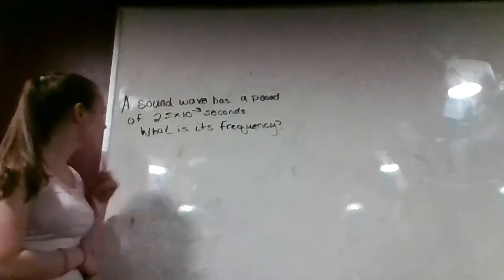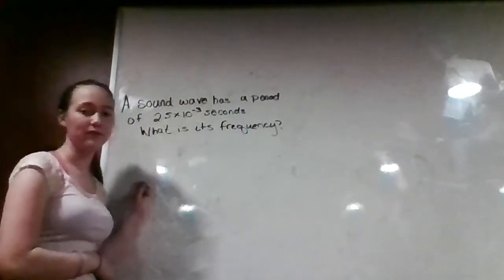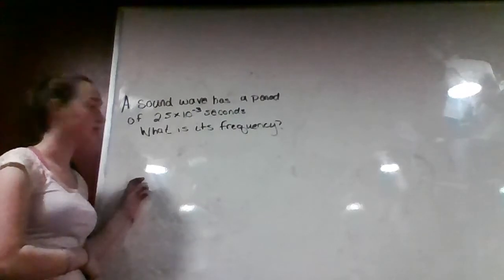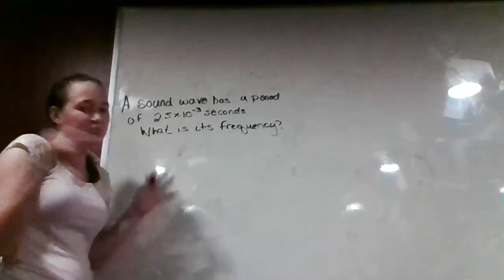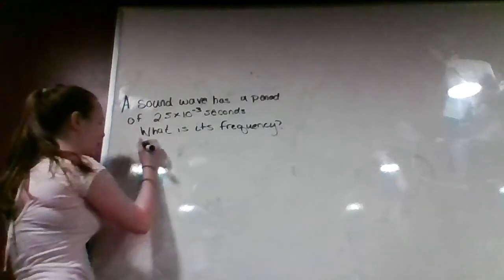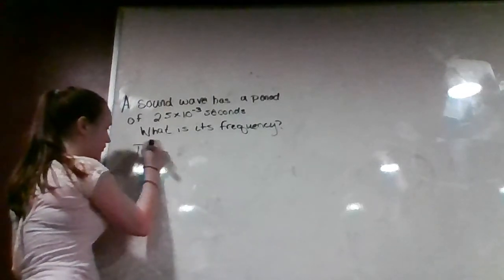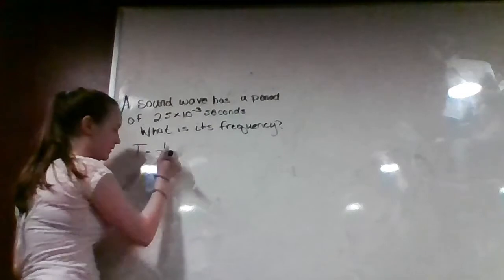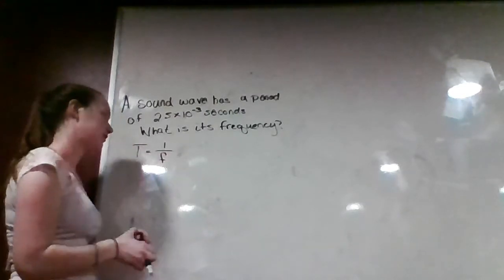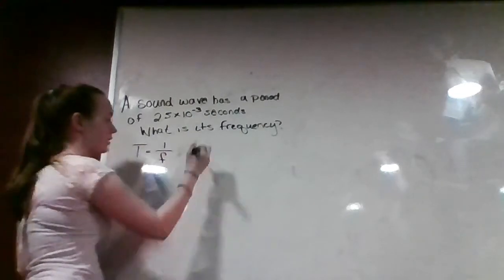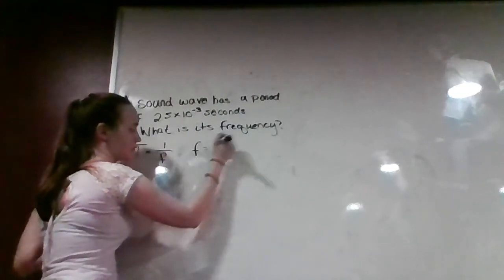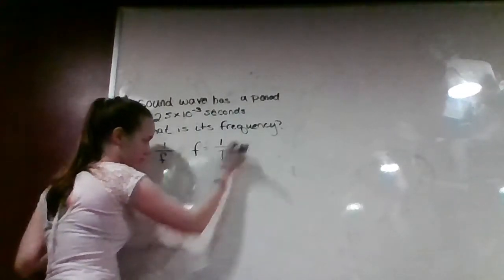The first question: a sound wave has a period of 2.5 times 10 to the negative third seconds. What is its frequency? This is a simple plug and chug kind of equation. We know that period equals 1 over the frequency. Since we're given the period, we need to solve for the frequency, which means multiplying the frequency over and dividing by the period. Frequency equals 1 over the period.